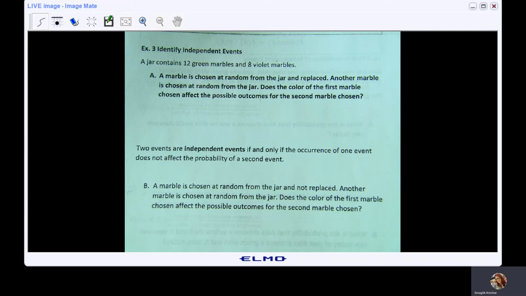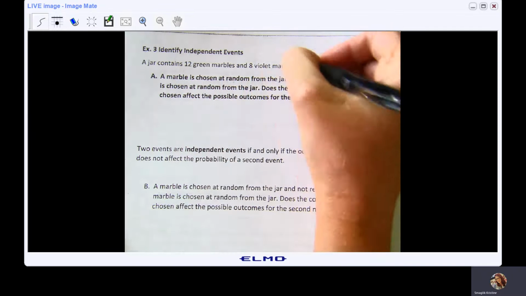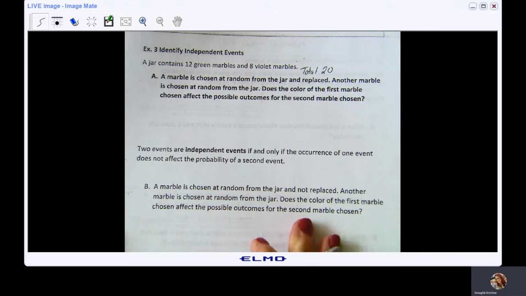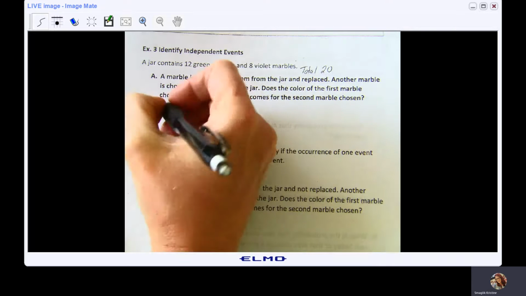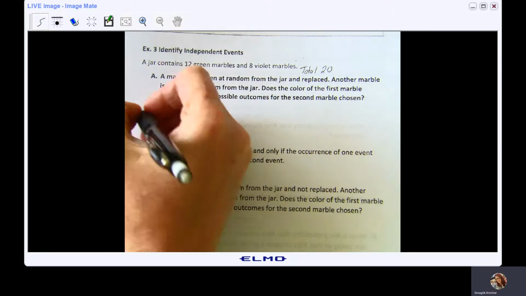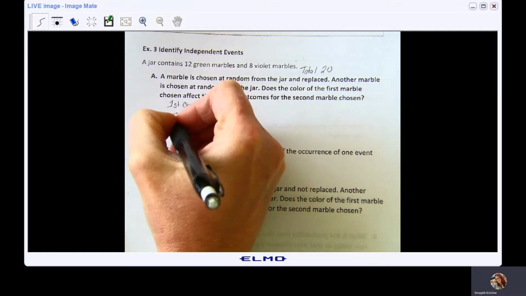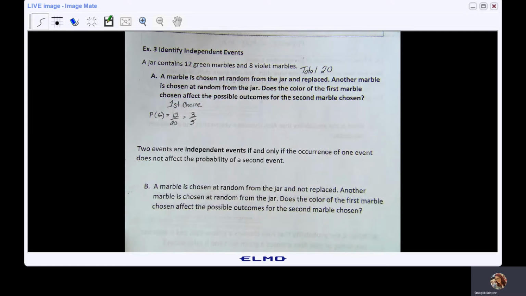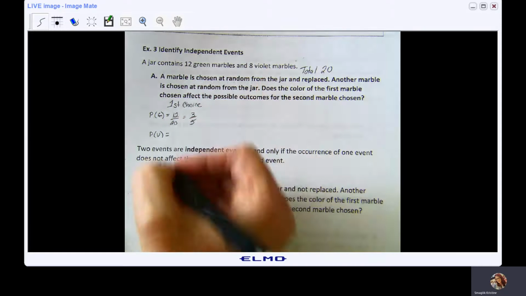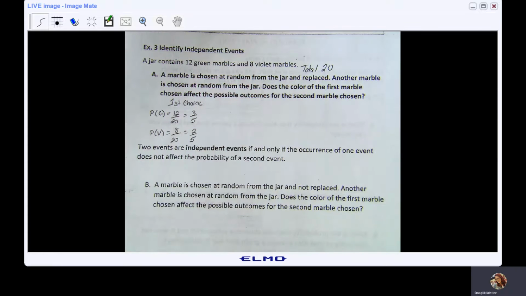Okay, so my total sample space here, let's see, my total is 12 plus 8 is 20. So we have a total of 20 marbles. So if I'm going to go in my first choice, I'm drawing the first time, so first choice. If I reach into that jar, the probability of me picking a green one, there's a total of 12 green marbles out of 20, and that's 3 out of 5. The probability of me reaching in and picking a violet marble, there's 8 violet marbles out of 20 total. So that's 2/5. Okay, so that was my first choice.